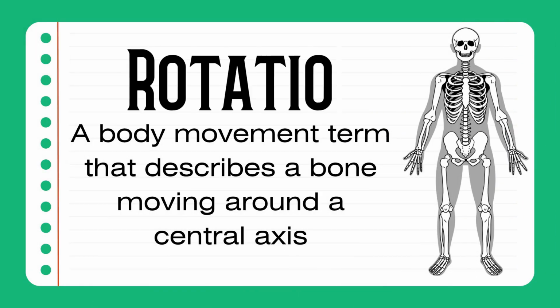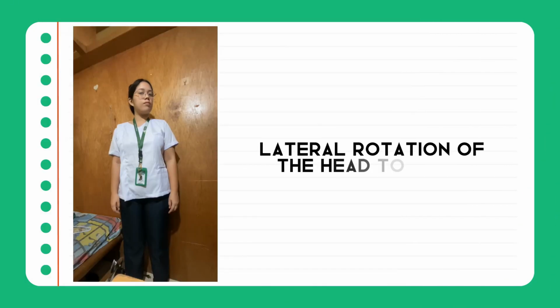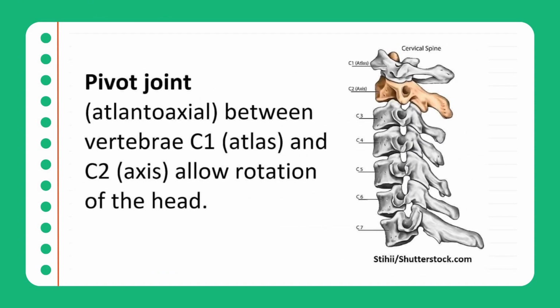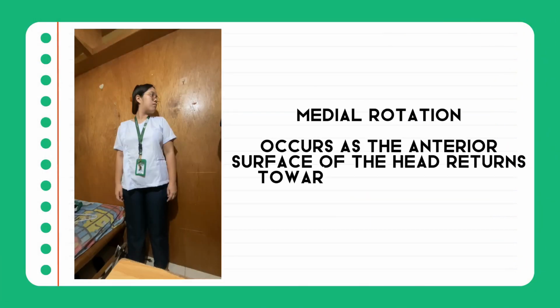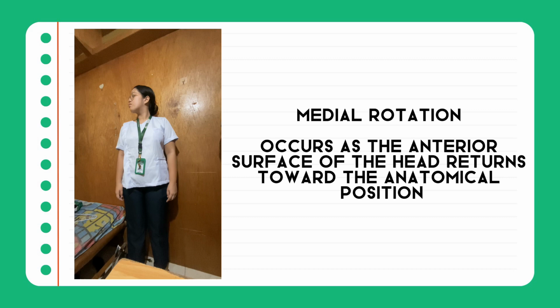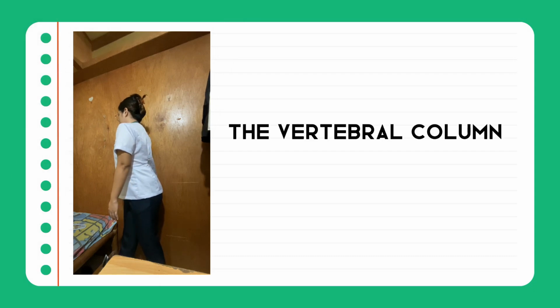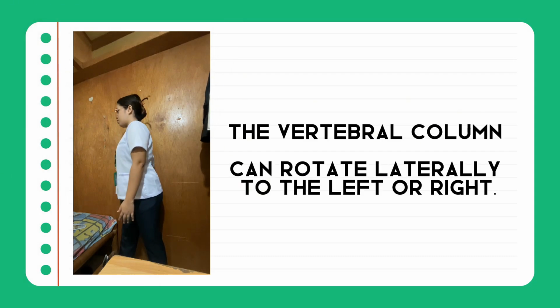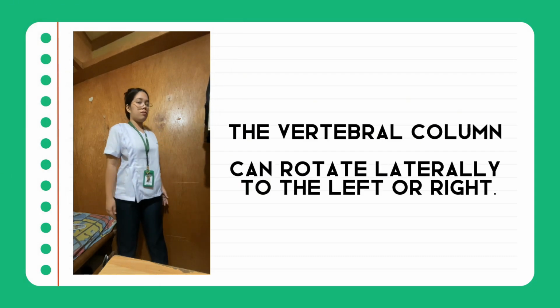What is rotation? A body movement term that describes a bone moving around a central axis. The head can rotate laterally to either the left side or the right side because of the pivot joint between vertebrae C1 and C2. Medial rotation occurs as the anterior surface of the head returns toward the anatomical position. The vertebral column can rotate laterally to the left or right.